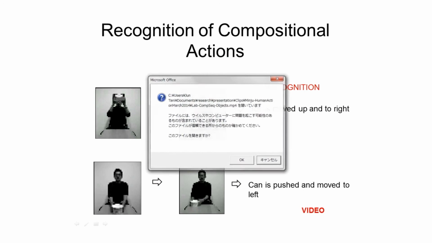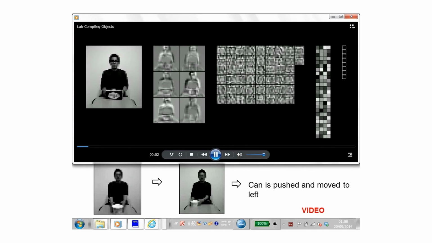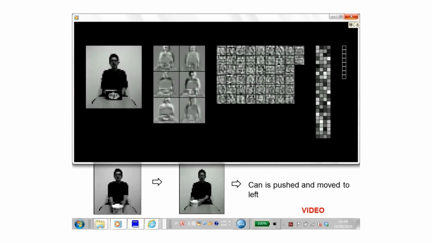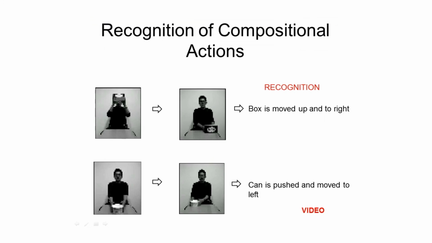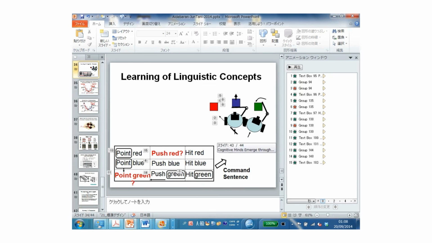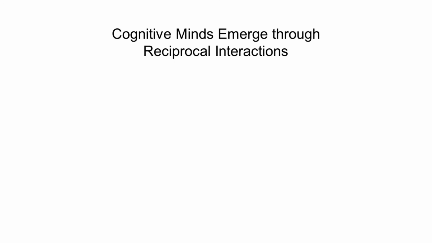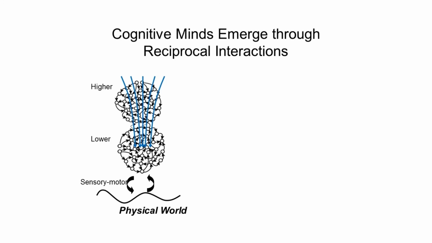So now we are working on raw data, using different objects and different combinations. Those are the things we are doing. Okay, so I am almost coming to the summary. I skipped this language part. The important thing is this: the cognitive mind emerges through reciprocal interaction. That is, we have top-down and bottom-up processes reciprocally interacting, and then some structure of compositionality appears.